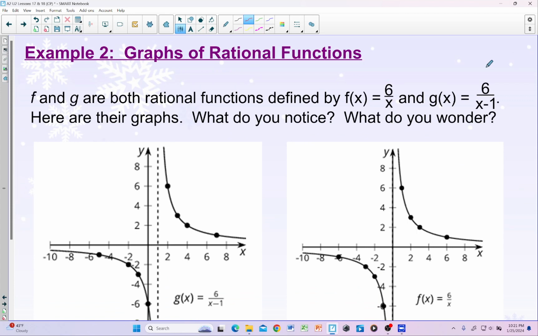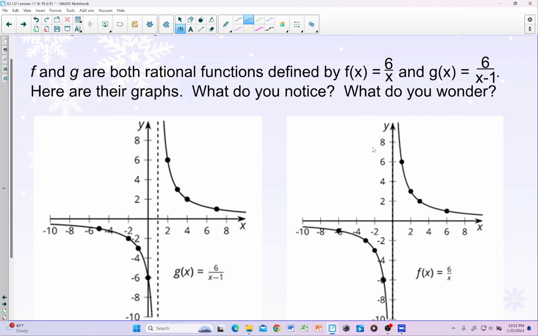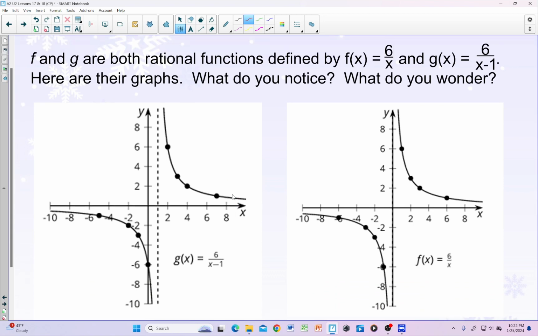So let's look at these functions. Okay, so here, f and g are both rational functions, defined by f of x equals 6 over x, and g of x is 6 over x minus 1. Here are their graphs. Okay, so let's think about the similarities and differences. If you look at these functions, what's the same about them? Well, they look pretty much the same, right? Same kind of curve, almost the same location, almost the same points.